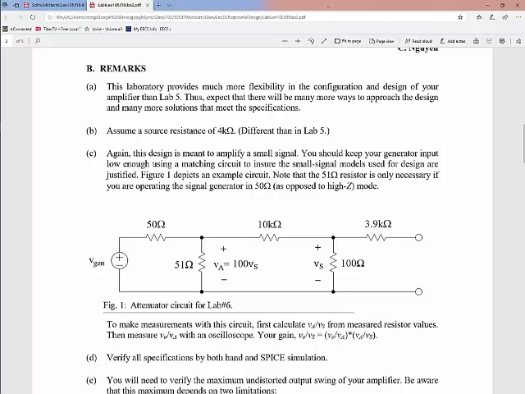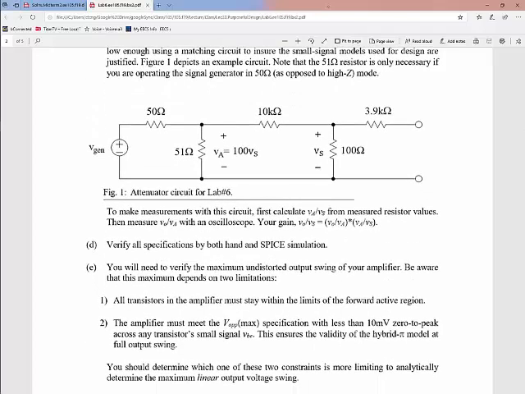So here's an example attenuator circuit for the case where you have the signal generator in the 50 ohm output mode. I understand there's a high Z mode that you can use too, which will change this a bit. So you think about how that will change that if you decide to use that.